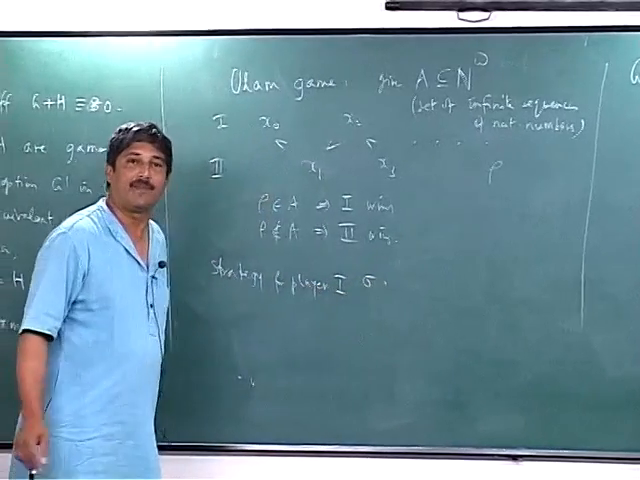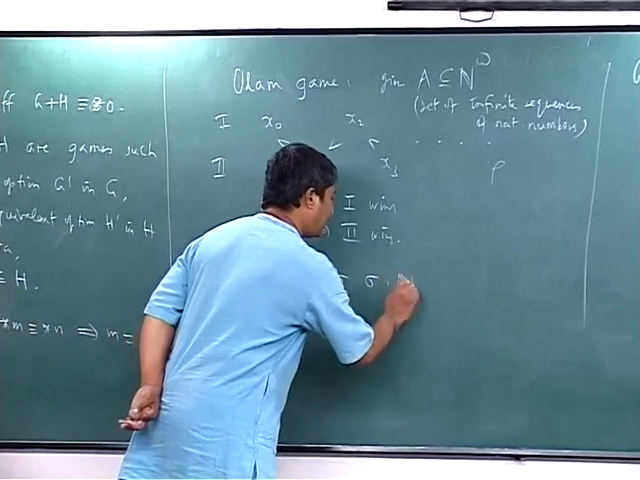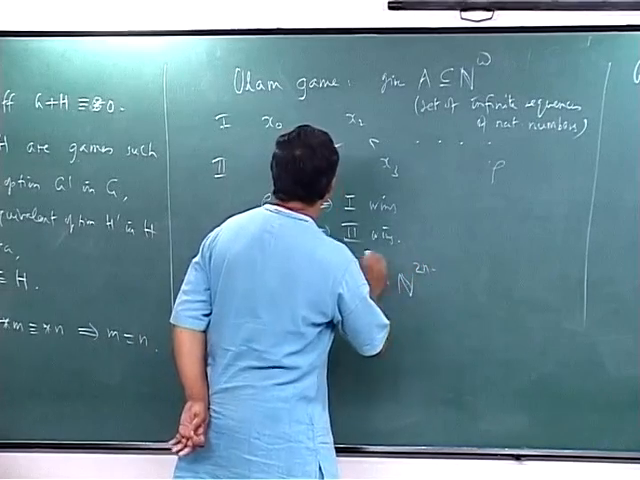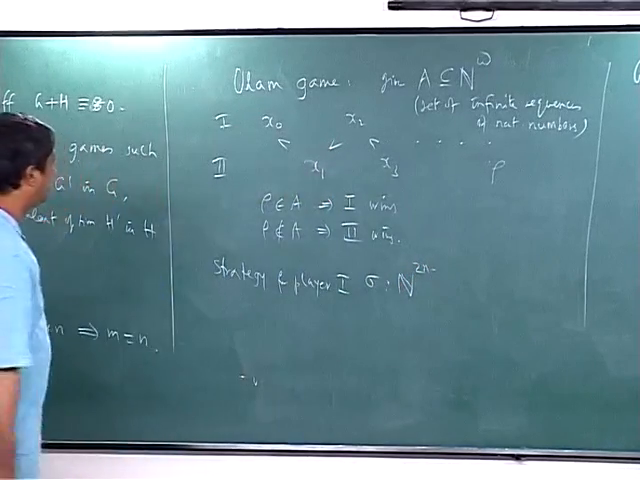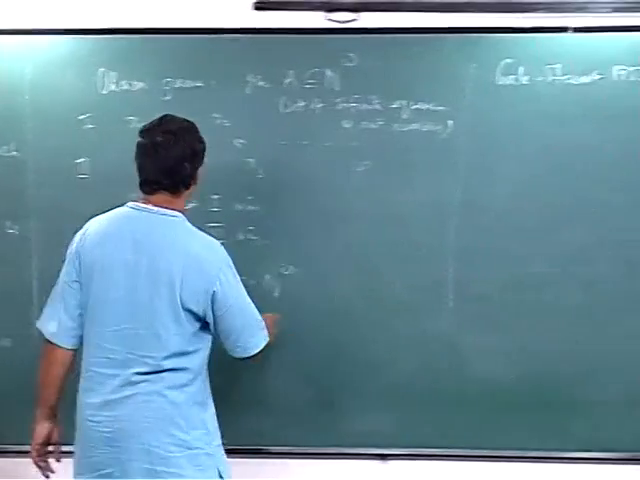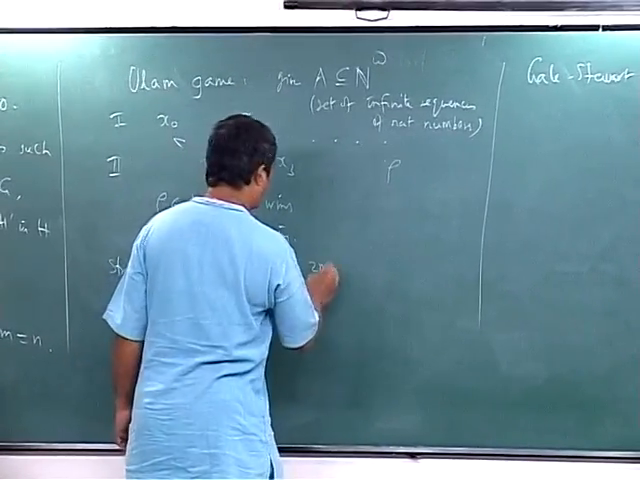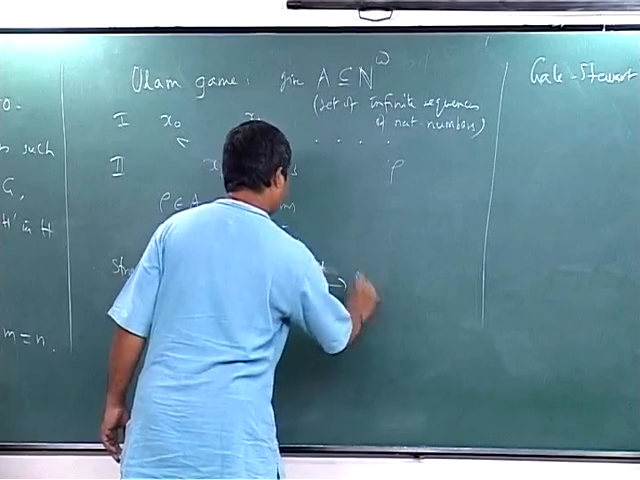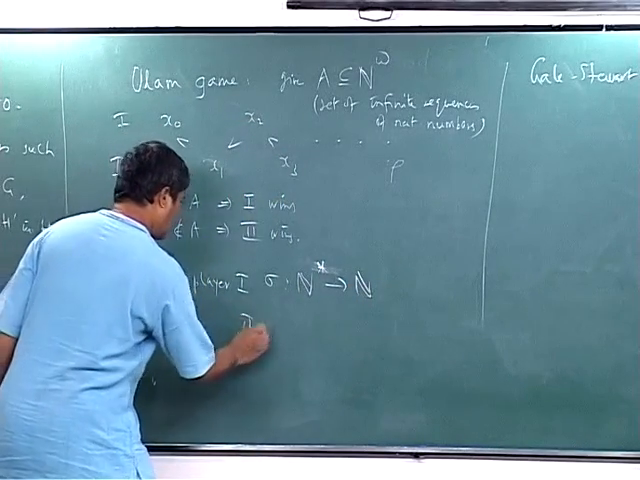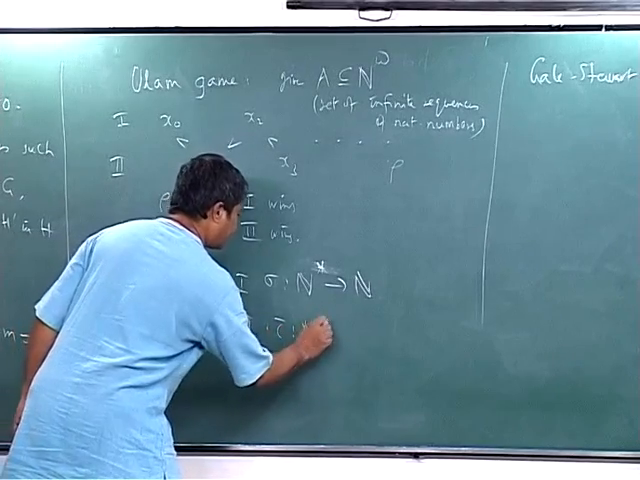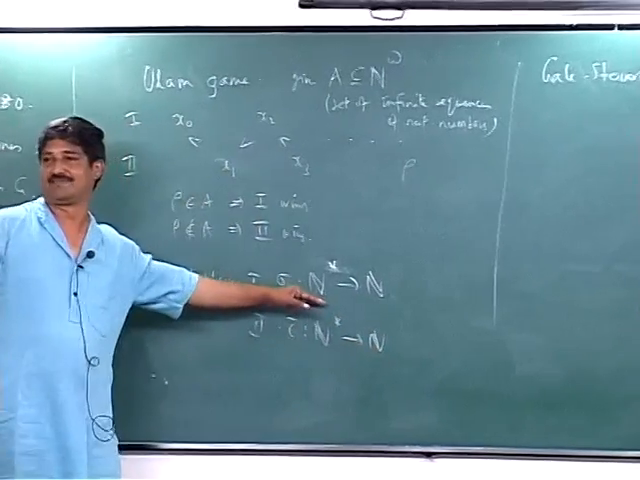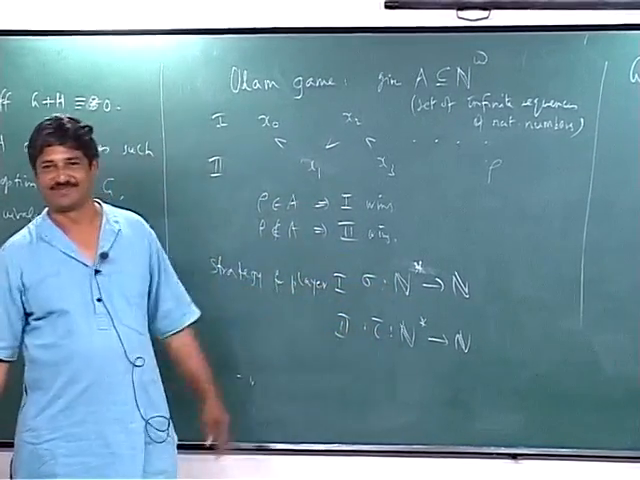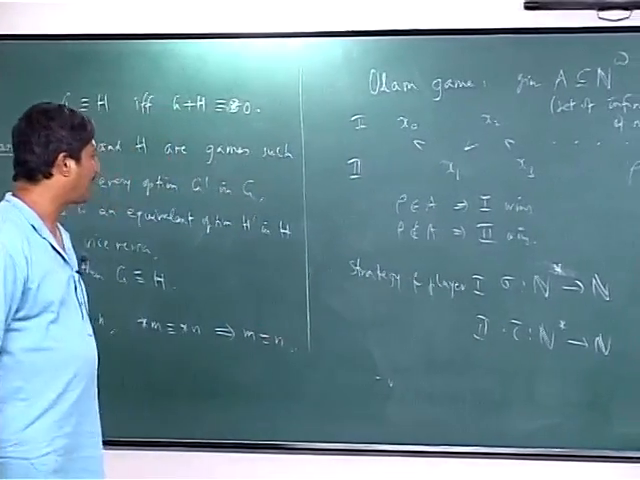Sigma is a map from, the way I've set it up, N star, strings of odd length, to N. And player 2 is also a map, except that here you are talking about the initial string as well as strings of even length. So please forgive me for not writing that.